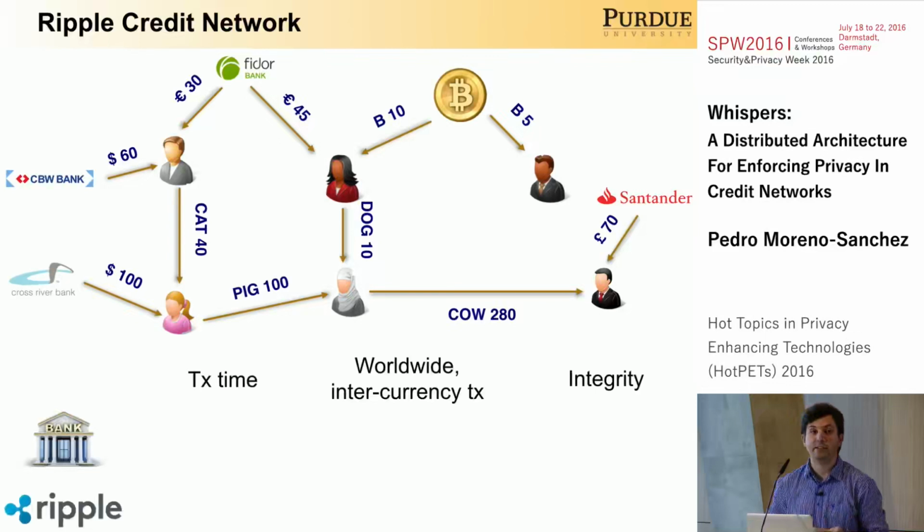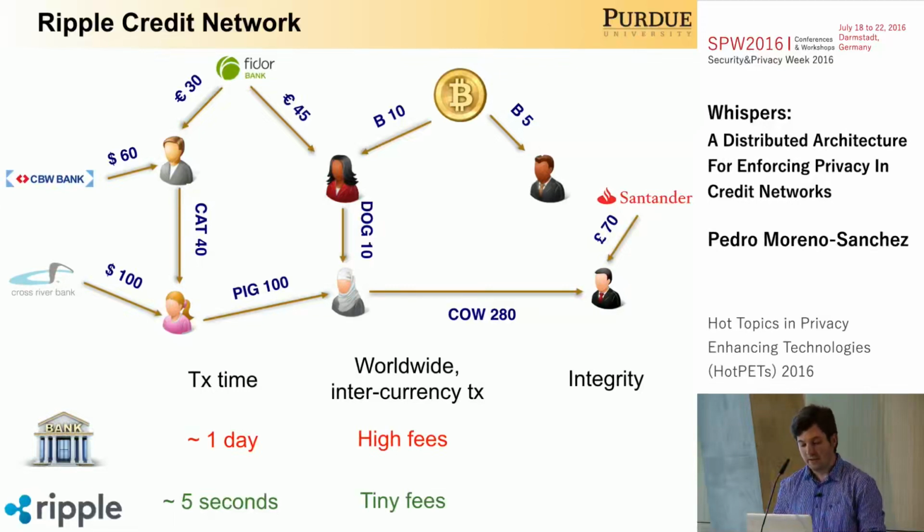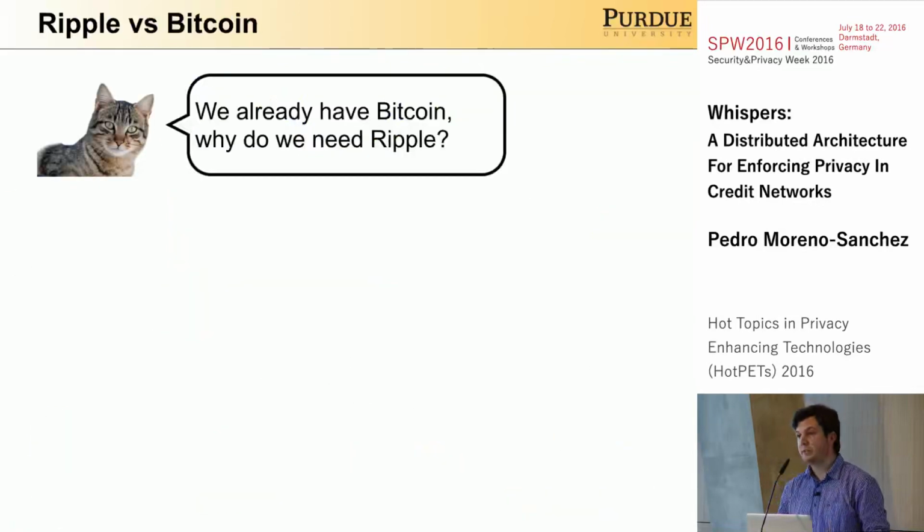Ripple has several advantages over the banking system. In particular, it is possible to perform transactions in a few seconds instead of several days. It is possible to perform intercurrency transactions all over the world, paying a really small fee. And finally, while in the current banking system transactions are only checked by the banks, in Ripple, transactions are publicly verifiable. At this moment, you might wonder, well, we already have Bitcoin, we have already seen a talk about Bitcoin. Why do we need Ripple at all?